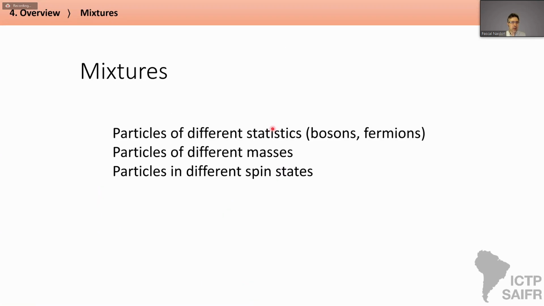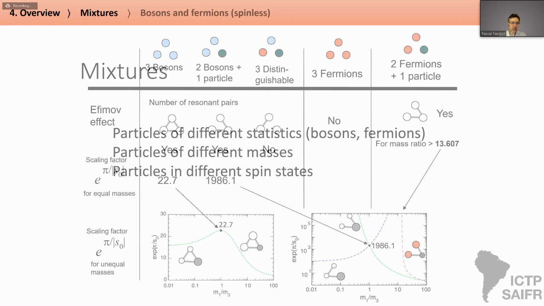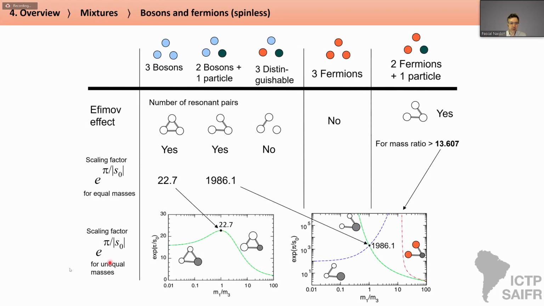Okay, so we've been talking about bosons. Now let's look at other kinds of particles, mixtures of different kinds of particles. We can have particles of different statistics, so bosons but also fermions. We can have particles of different masses. And we can also have particles in different spin states, different internal states. First, let me give you a table that summarizes all the results for these various mixtures.